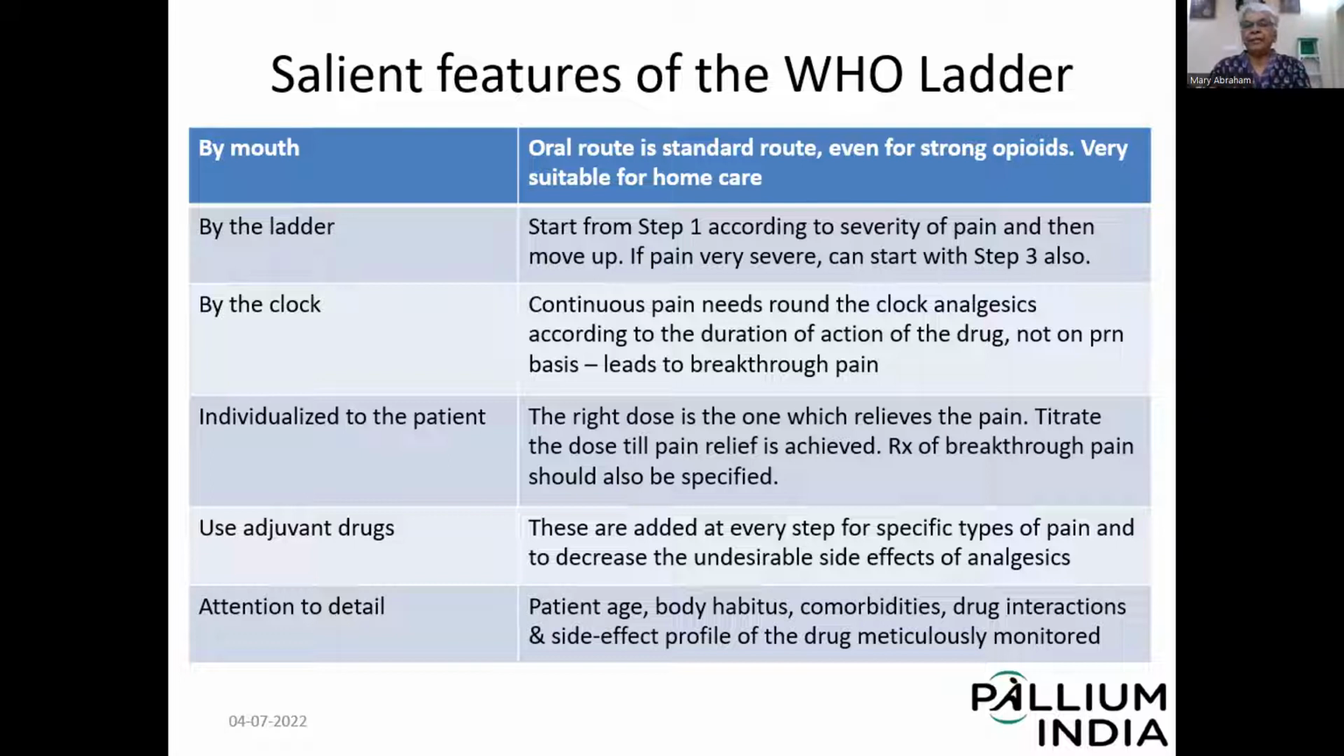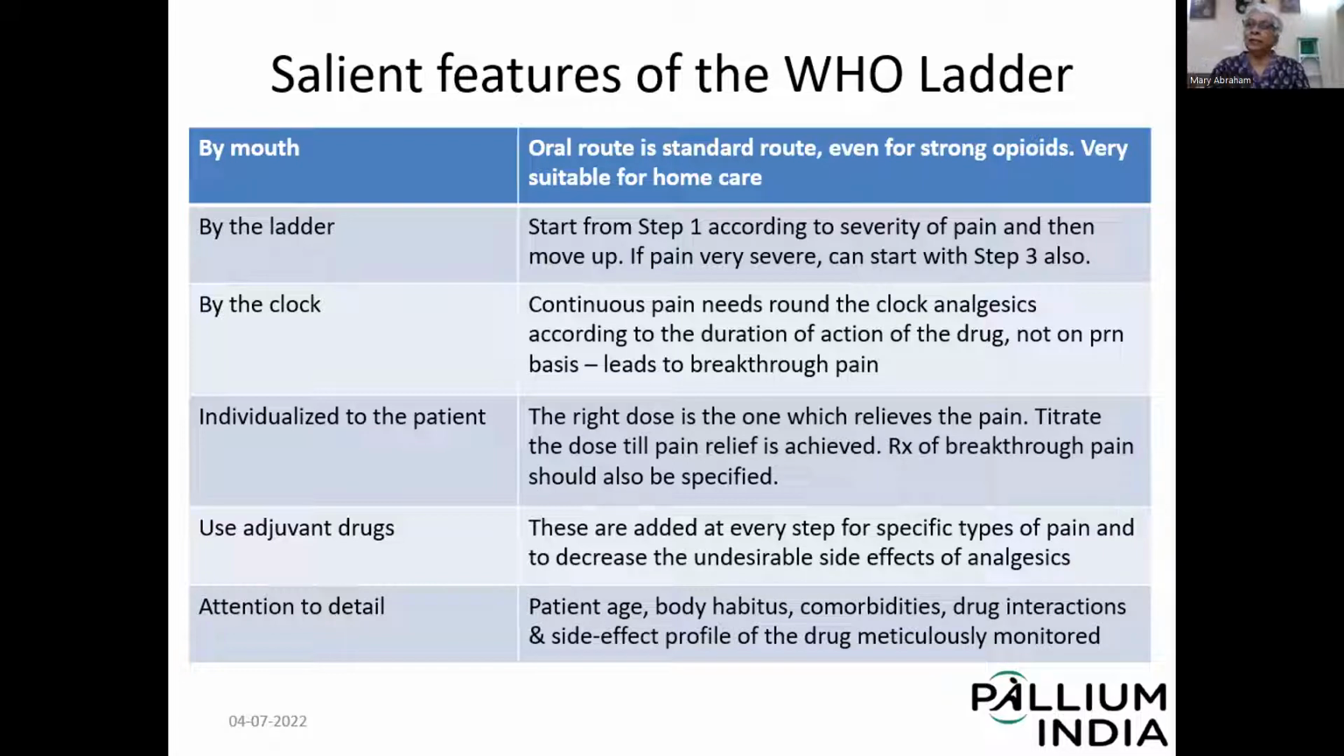The third important thing is it's given by the clock. By the clock means it depends upon the duration of action of the particular analgesic that you're giving. It is not given on a PRN basis, like when the pain comes, then you take a tablet. That leads to a lot of peaks and valleys in pain management. You want to achieve a continuous score of around 3 or 4 or less. By giving it on a PRN basis, you are defeating this purpose and causing breakthrough pain to occur. It is more difficult to control once the pain has come back in its full intensity, and more difficult to bring it down.